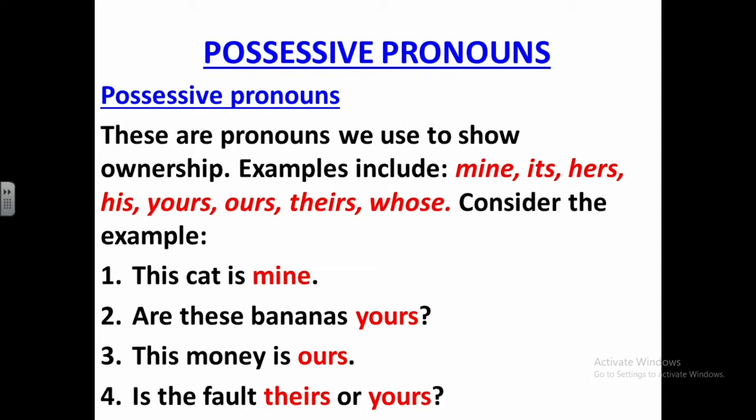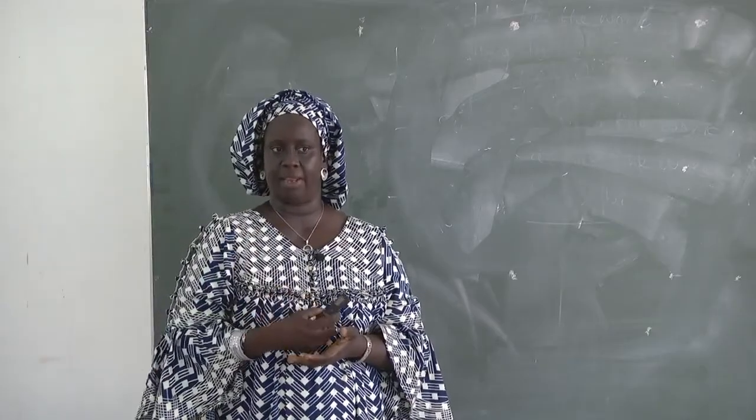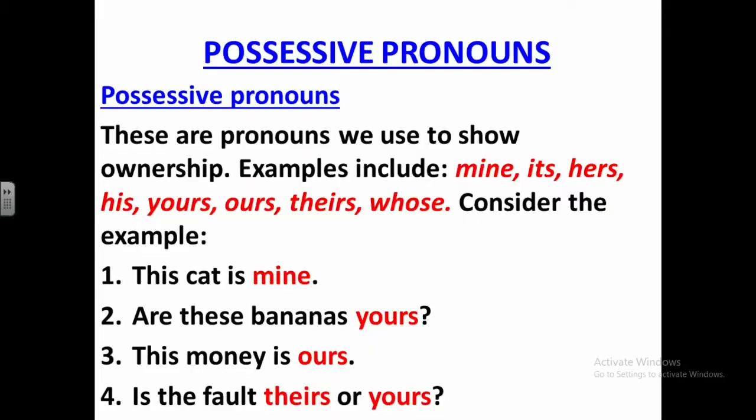That cat is mine. It shows that the cat belongs to the speaker. These bananas are yours, showing that the bananas belong to the person being spoken to. This money is ours, meaning that the money belongs to the people being spoken to, and the speaker himself or herself is part of the group. So he or she uses ours to indicate that she is part of it.